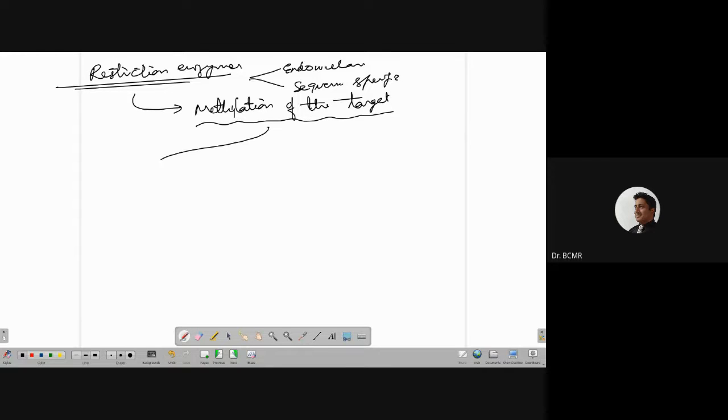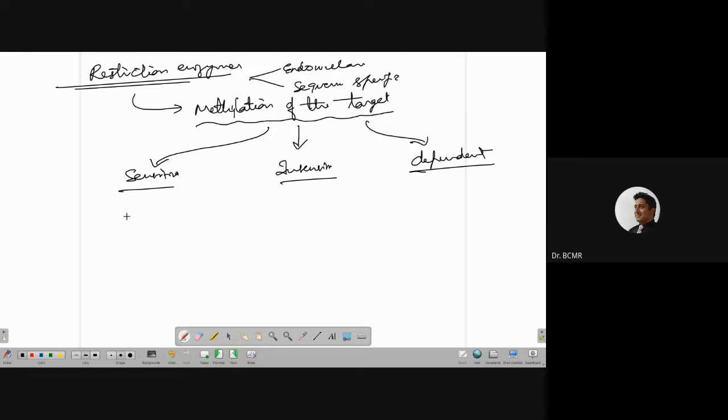The first thing is methylation sensitive, then methylation insensitive, and then methylation dependent. Right? What does that mean? We will have a quick discussion on that.